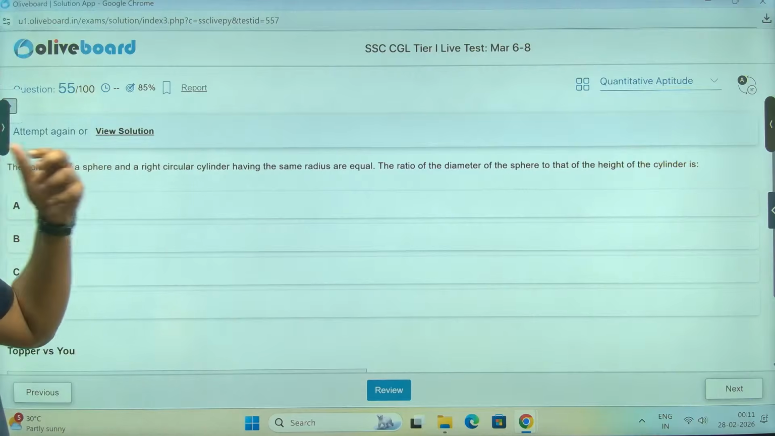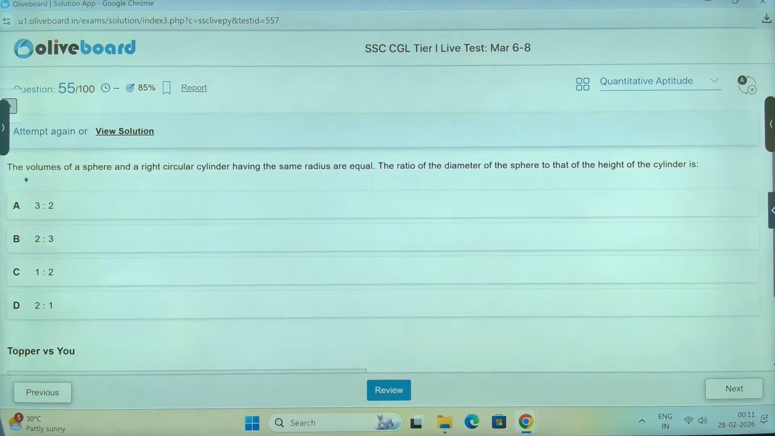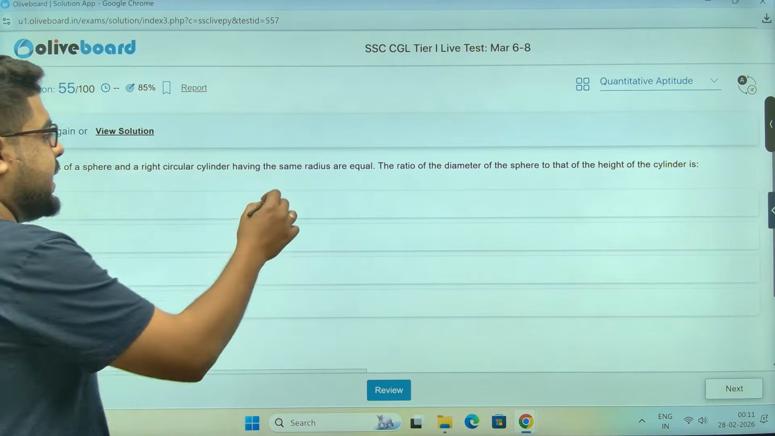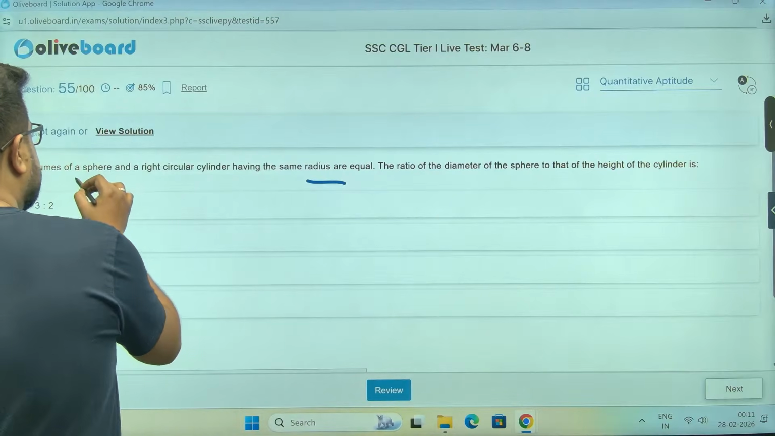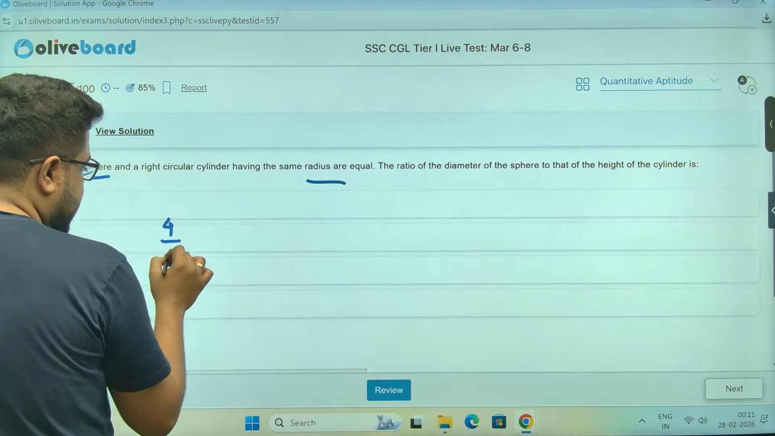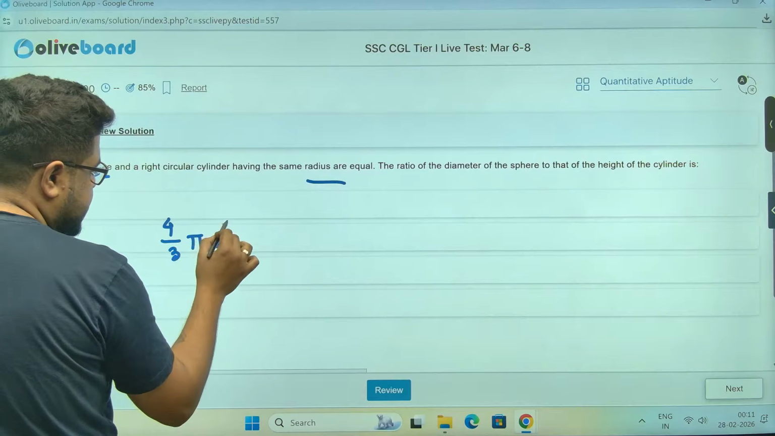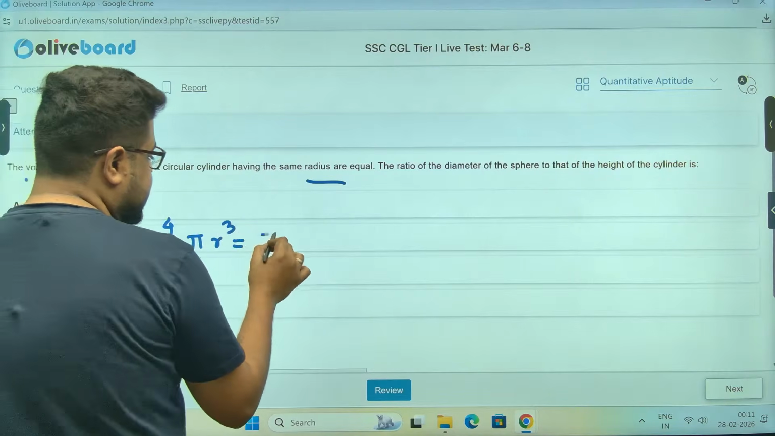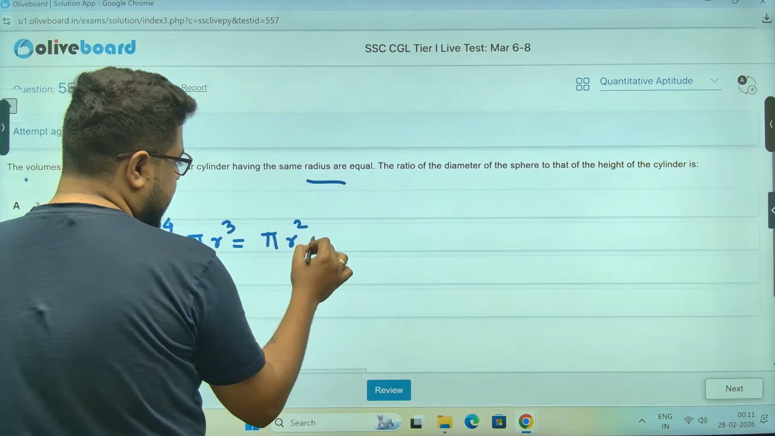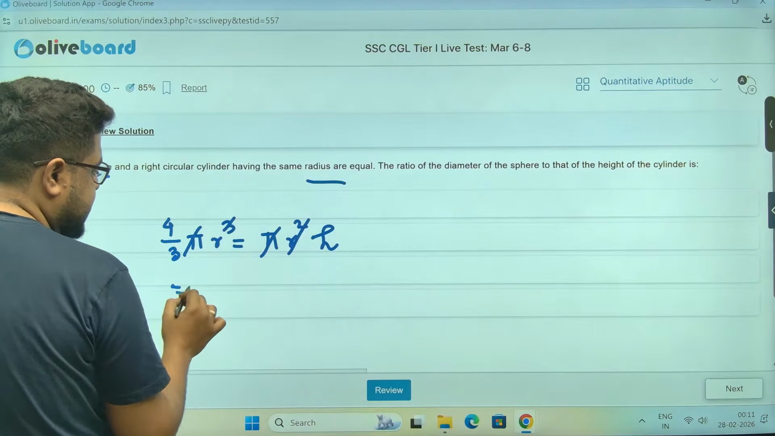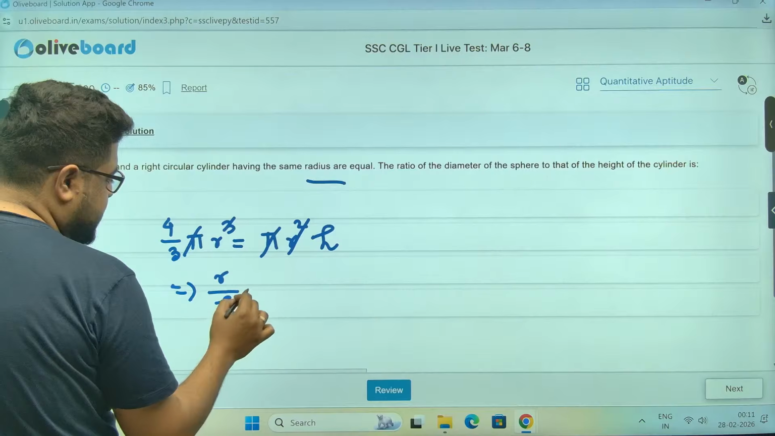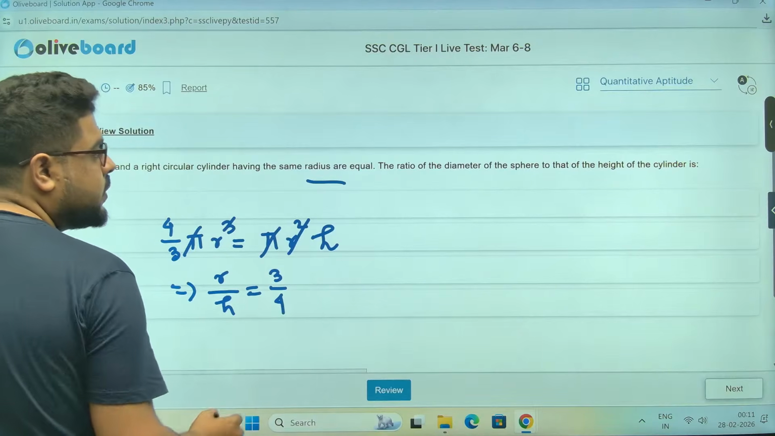The volume of a right circular cylinder and a sphere are the same, and the radius is equal. It's very simple. Sphere is 4 by 3 pi r cube. The radius is also the same, and the cylinder is pi r square h. Pi cancels, r square cancels, so r by h becomes 3 by 4.